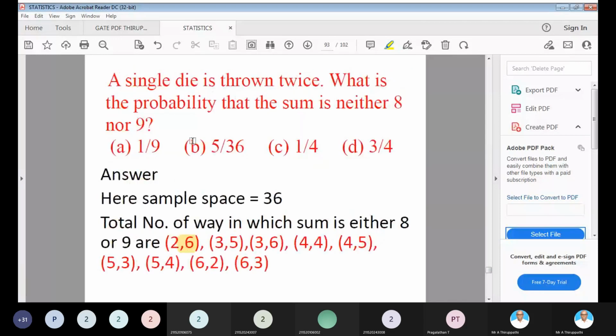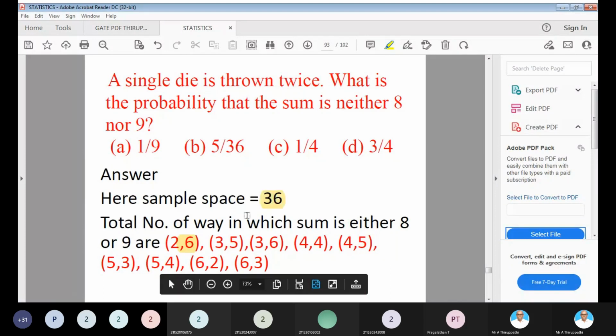Next, a single die is thrown twice. What is the probability that the sum is neither 8 nor 9? So what is the meaning? Not an 8, not a 9, so the remaining. Now the sample space total number is 36. Now what is the probability that the sum is 8?